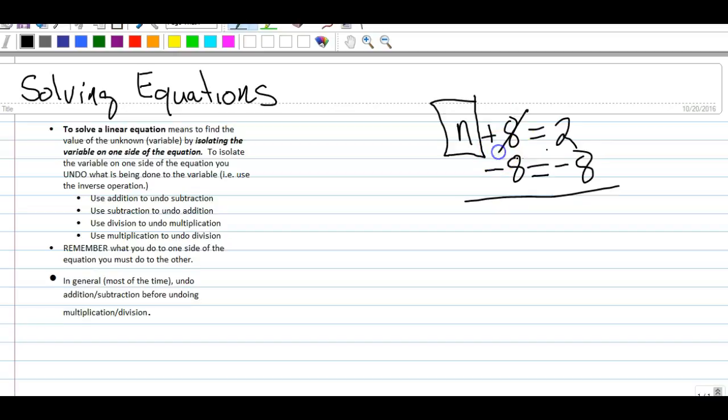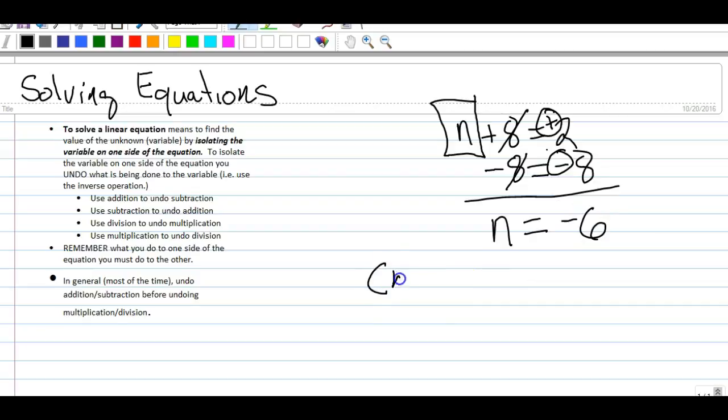So here the plus 8 and the minus 8 undo each other, and that's what you want to happen because you want to isolate the variable. Get the variable by itself. So here I have the variable by itself. Now on the right side, notice that I have unlike signs. You subtract their absolute values and attach the sign of the one with the greatest absolute value. So n would be equal to -6.